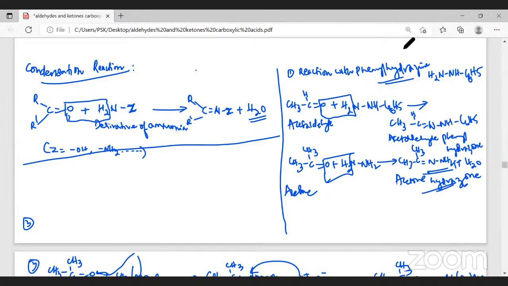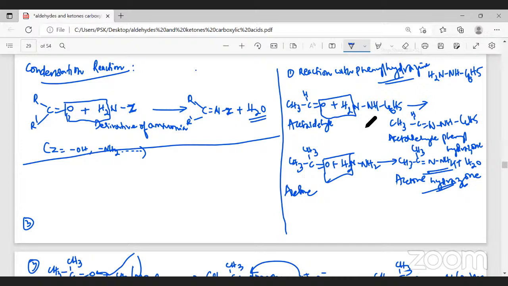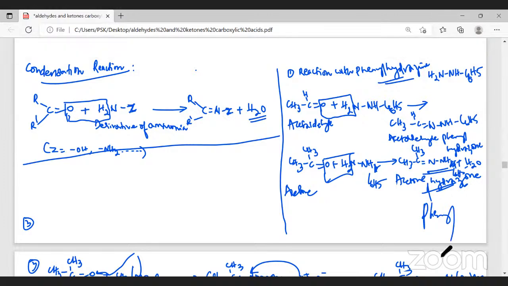Similarly with acetone. Acetone will react with phenylhydrazine to give acetone phenylhydrazone. In place of this hydrogen, you will have C6H5. In place of this hydrogen, you will have C6H5. That will be called acetone phenylhydrazone. Okay, now did you follow? Yes, sir.